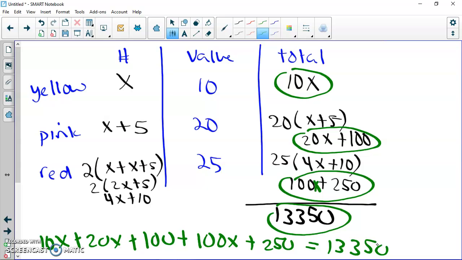And the question asks for the number of each of them. So once you get x, you need to plug it back into the number column for each yellow, pink, and red.